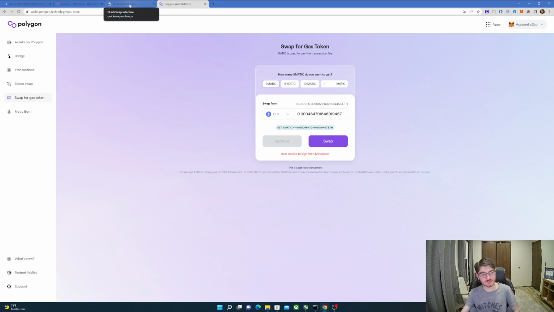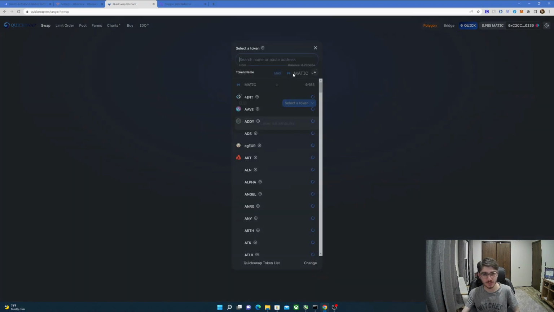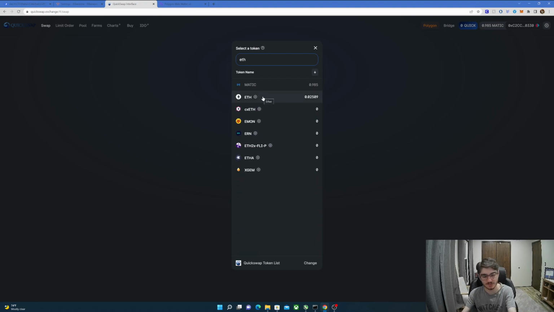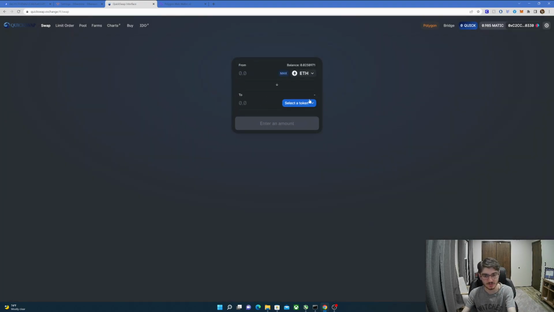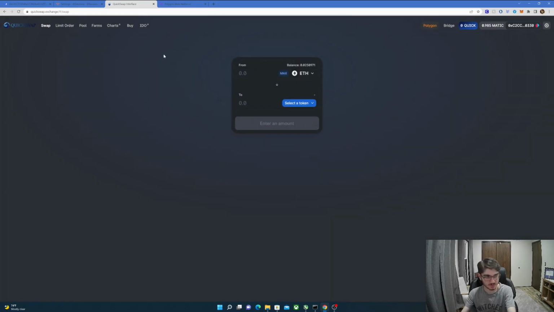So after doing this, you're going to go back onto QuickSwap, and then you can pick what asset you want. So we have ETH, obviously, same thing as ETH. It's just called ETH on here, and then you're going to pick whatever other token you want. What other token do you want to pick?